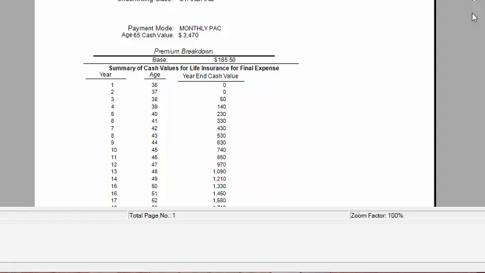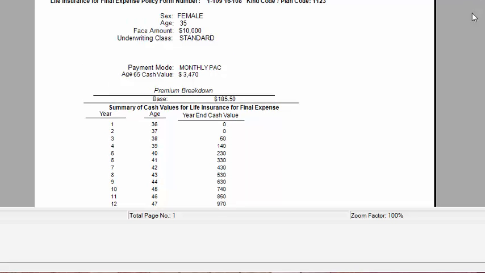I created a quote for a female, 35, living in Illinois at about $10,000. Now, let me back up for a second. You may be asking me, well, Chris, what is the difference between just whole life or final expense? Final expense is typically the smaller amounts, like this one is 10,000.